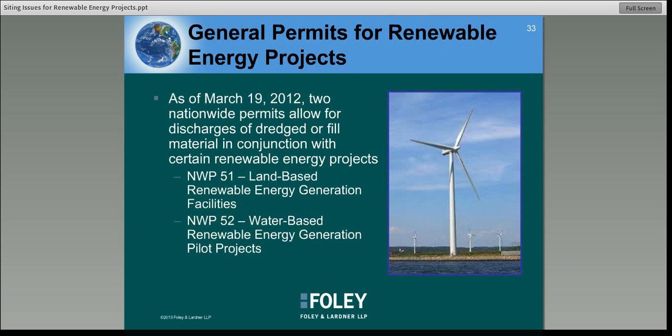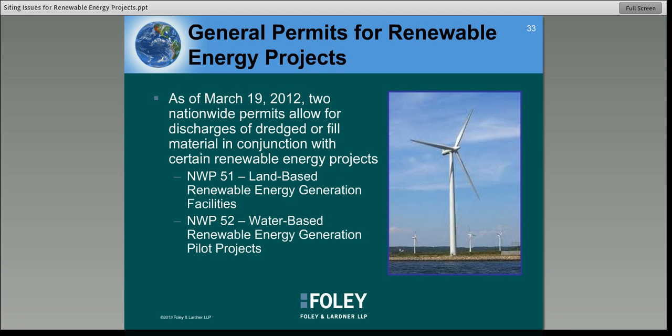So, general permits. In 2012, two new general permits for renewable energy projects were developed. One is Nationwide Permit 51, which covers land-based renewable energy generation facilities. The second is Nationwide Permit 52 for water-based renewable energy generation pilot projects. Both may be used for projects up to a half an acre in size, or one that will impact no more than 300 linear feet of stream bed.